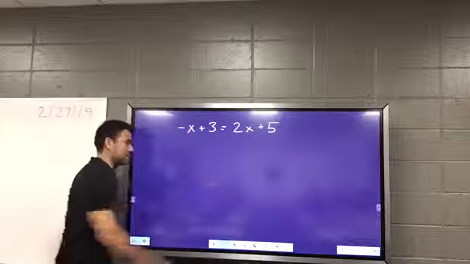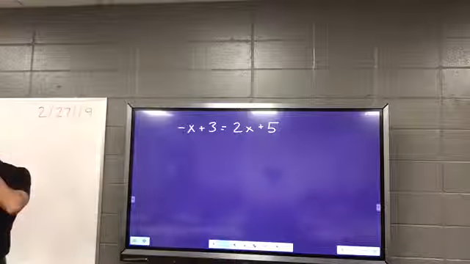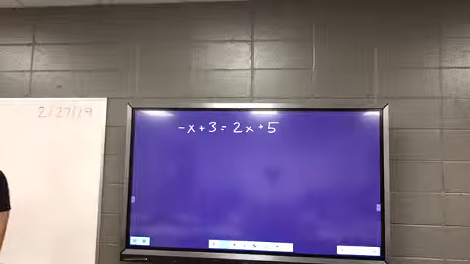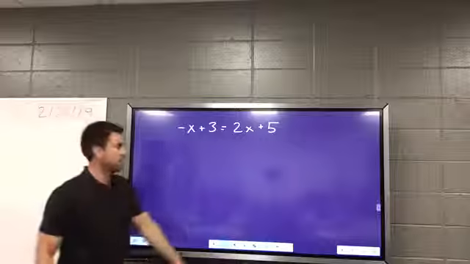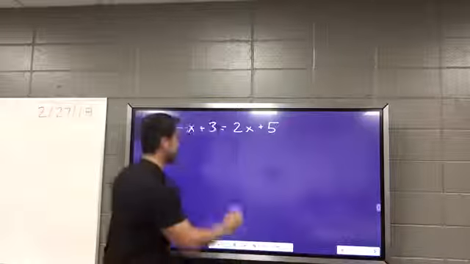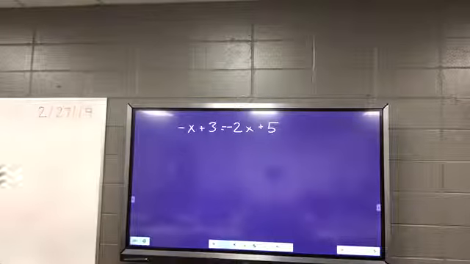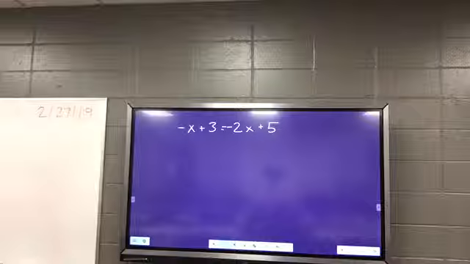Is it this? Because I don't want to... I took my screen away. Is that what it is? Please confirm it because I don't want to work this out. Okay, thank you. Yes, sir? Is the 2x negative? Yep, negative 2x. Thank you. It's negative 2x plus 5. That's okay. That's why I wanted confirmation because I don't want to do the wrong problem.